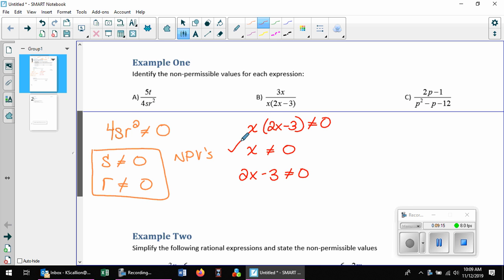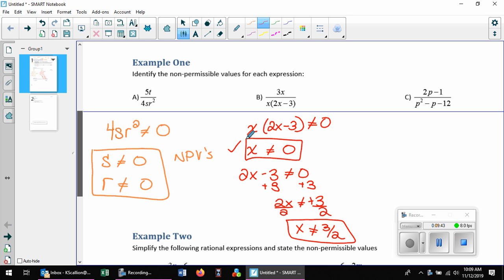Okay, so that one's done because it's a monomial. And what did we say about monomials? They just can't equal 0, right? So now here I just have to solve. I'm going to add 3 to both sides. So I have 2x cannot equal positive 3. Divided by 2. Divided by 2. So x cannot equal positive 3/2. So there's a non-permissible value, and there's a non-permissible value. So it's like when we're solving our quadratics from chapter 4, you can have more than one non-permissible value. Sometimes you only have one, sometimes you have more than one.